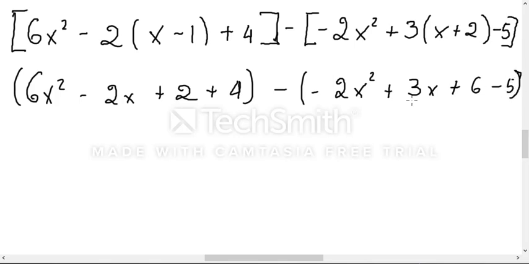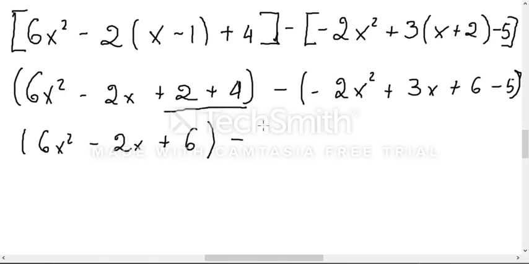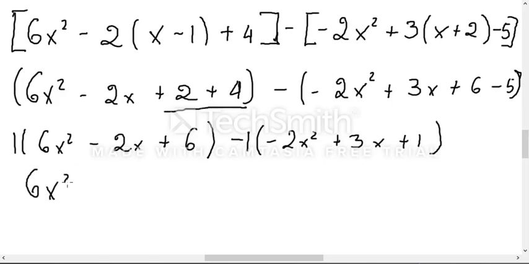And I see we have a couple of like terms that we can simplify in here. That's 6x squared minus 2x. Notice we have a positive 2 and a positive 4, which gives us positive 6. And on my second bracket, I can combine positive 6 and negative 5 and get a positive 1. And again, we can think of it as a positive 1 and a negative 1 in front of the brackets. So we're going to get 6x squared minus 2x plus 6, and if I distribute my negative into the other, everything will change sign. So we'll get a positive 2x squared minus 3x minus 1.